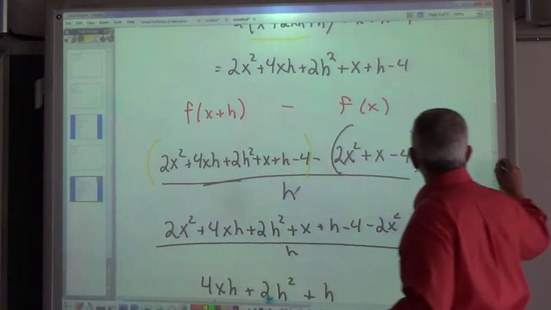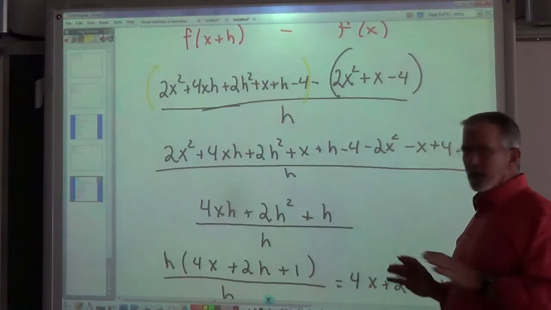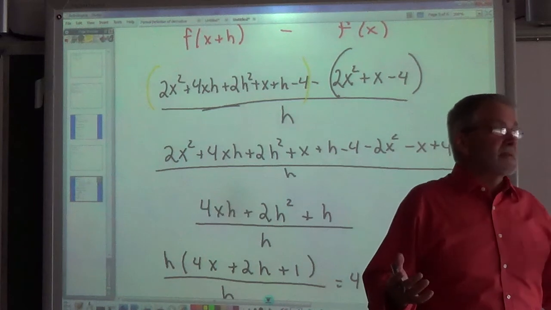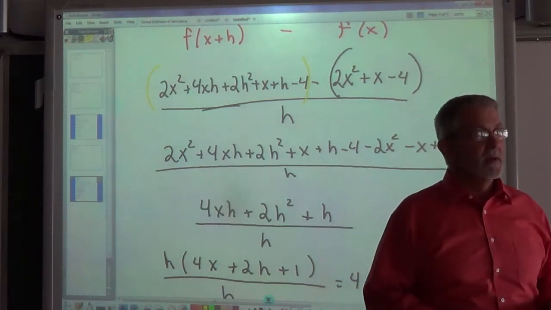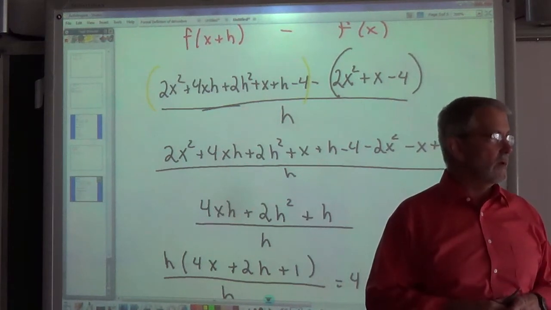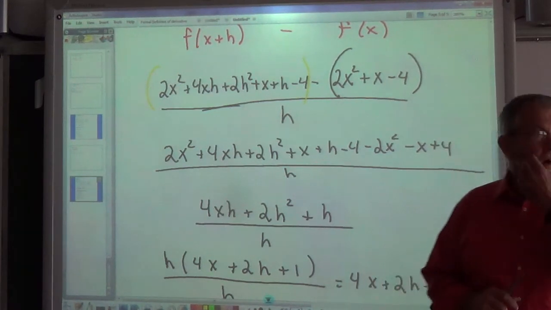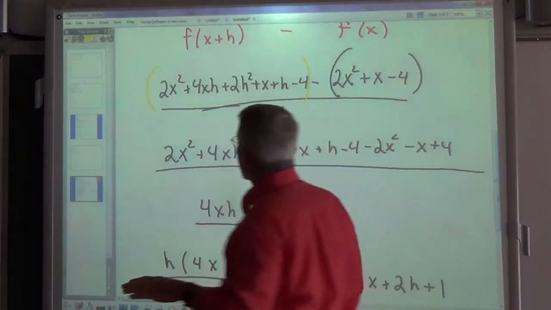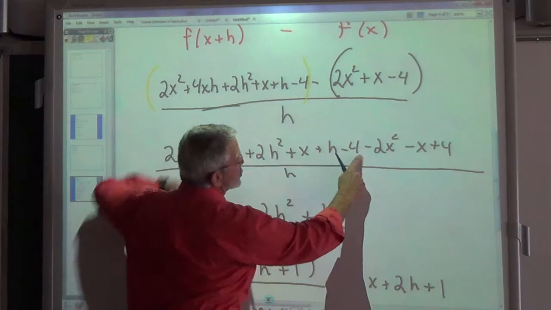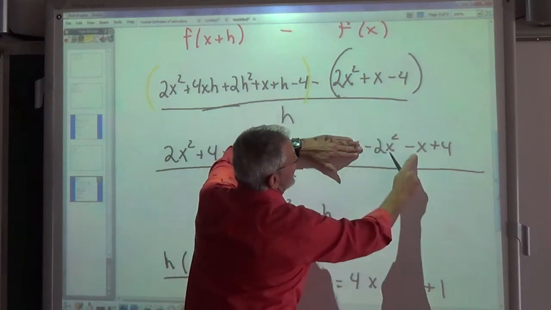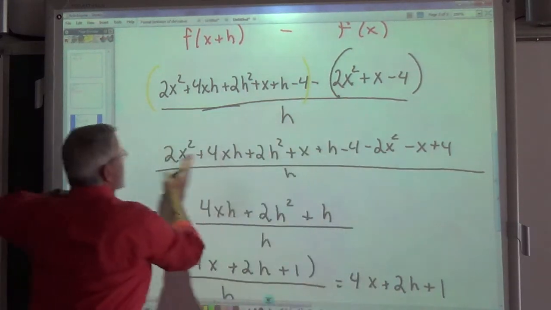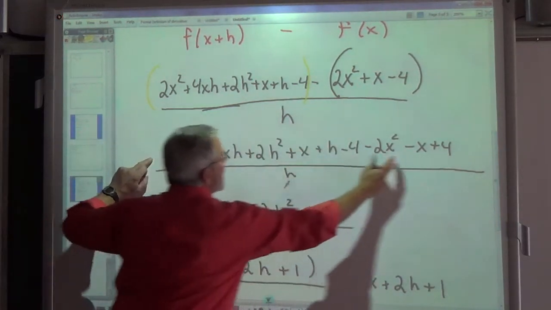So let's be very careful. This is not hard. If you need to pause the video, pause the video. You're going to need to pause the video anyway to write down these steps, because you won't have this in your notes. You definitely want to have this in your notes so that you can follow along. Not difficult, just meticulous. Distribute the negative. Negative 2x squared, negative x, negative, negative, positive 4. And here's my numerator, here's my f of x plus h minus f of x.